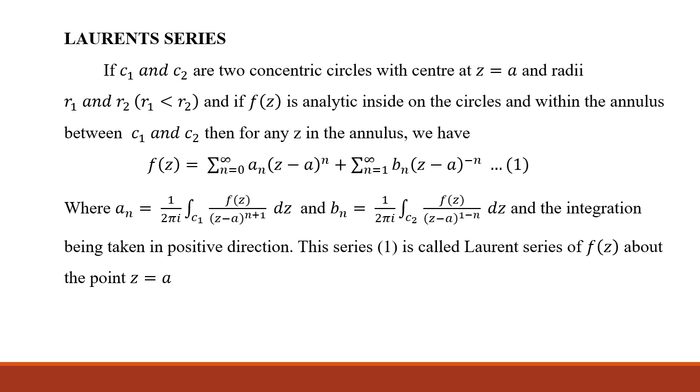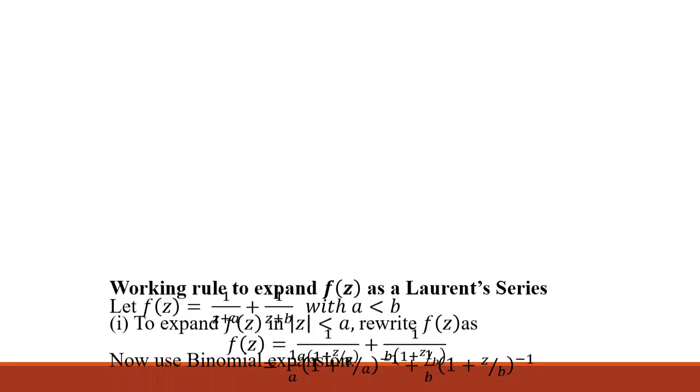where a_n equal to 1 by 2 pi i integral over C1 f(z) by (z minus a) to the power n plus 1 dz, and b_n equal to 1 by 2 pi i integral over C2 f(z) divided by (z minus a) to the power 1 minus n dz, and the integration being taken in the positive direction. This series is known as the Laurent's series of f(z) about the point z equal to a.